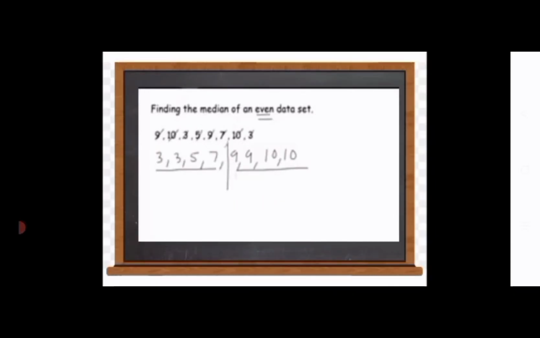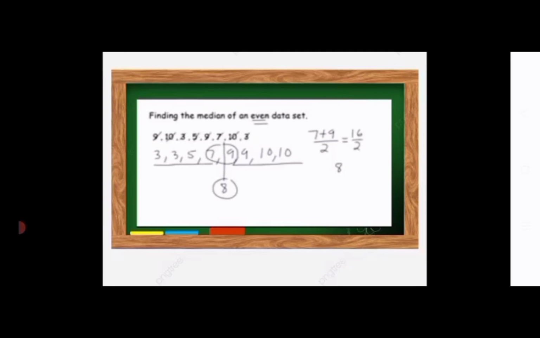Another example is this set: 9, 10, 3, 5, 9, 7, 10, 3. Arrange the data in order: 3, 3, 5, 7, 9, 9, 10, 10. There are 4 numbers on the left side and 4 numbers on the right side. There are 2 numbers in the middle, the 7 and the 9. To solve the median, add the 7 and the 9 and divide by 2. 7 plus 9 equals 16, divided by 2 equals 8. So the median is 8.